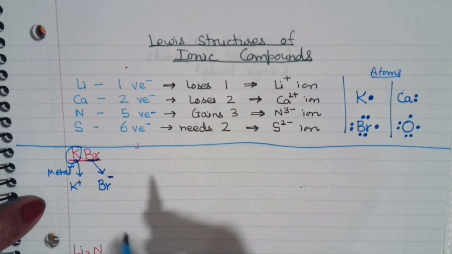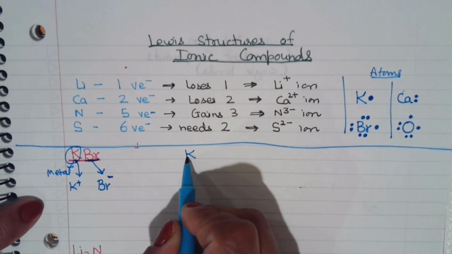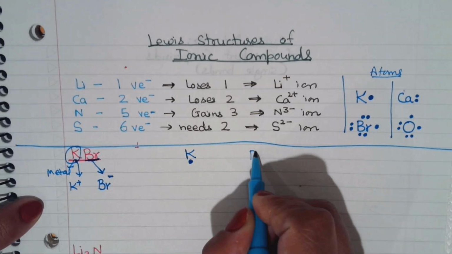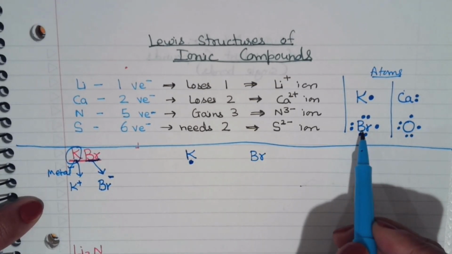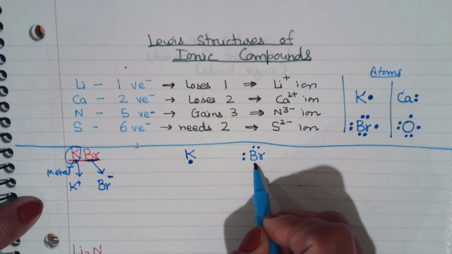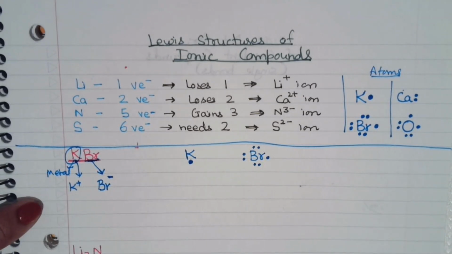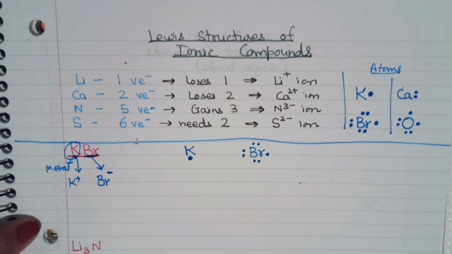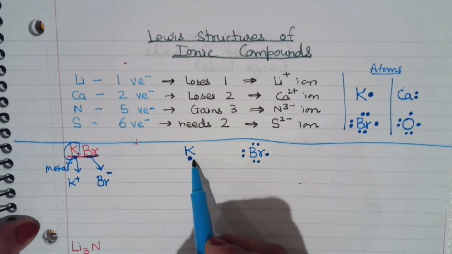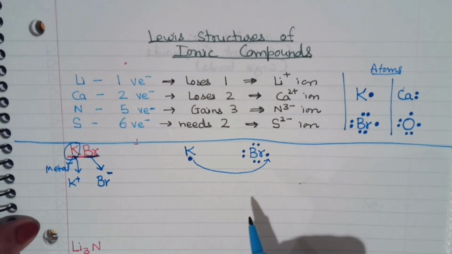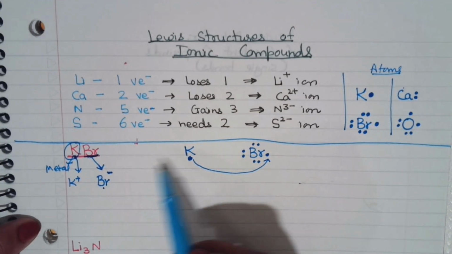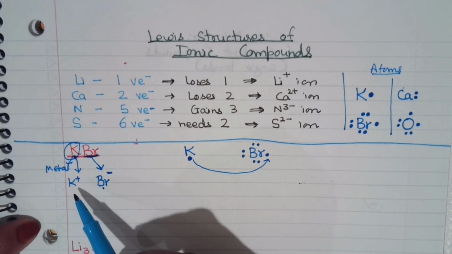Since potassium has only one valence electron, this is potassium. And then if I draw the Lewis dot structure of bromine, bromine has 7 valence electrons. So this is how bromine looks, with 7 valence electrons. Now, when I draw this Lewis dot structure, the potassium atom gives off its valence electron to bromine. Then bromine makes a negatively charged anion, and potassium makes a positively charged cation.